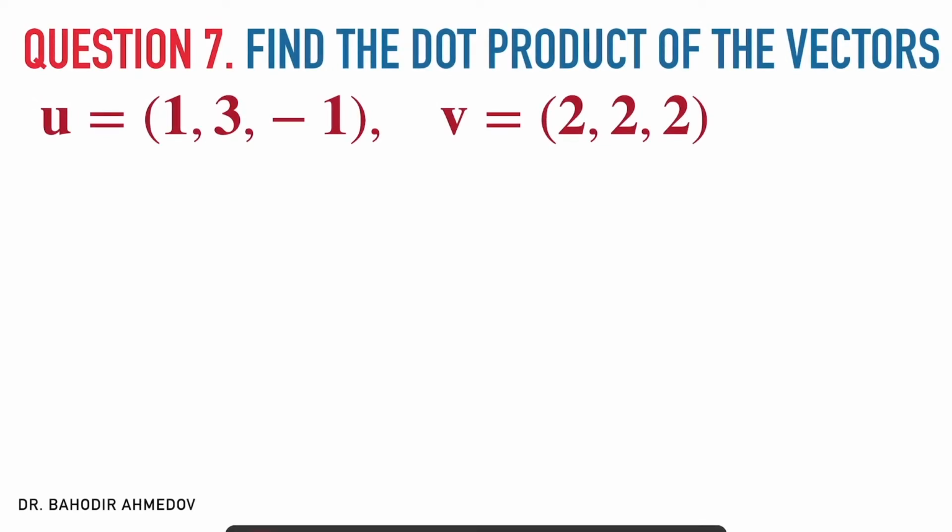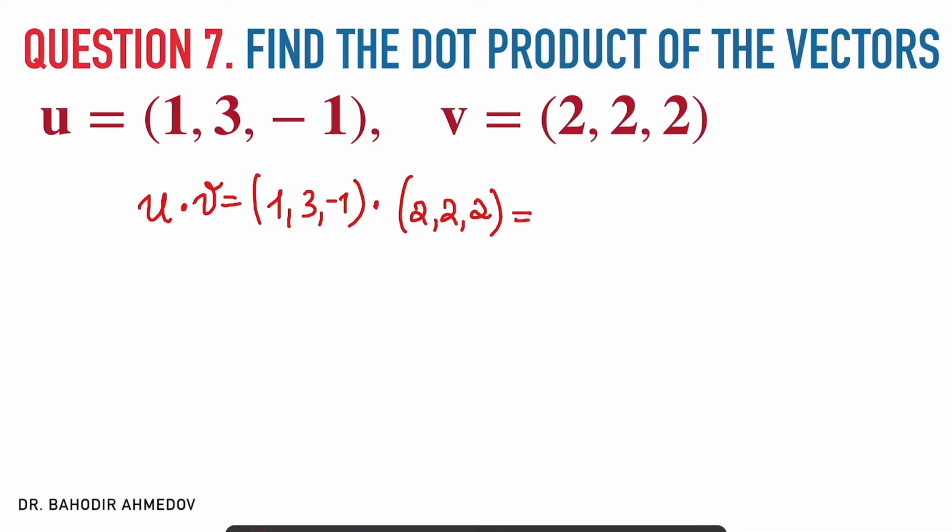In question number 7, we have to find the dot product between the two vectors, which is going to be super easy with respect to the previous problem. So u dot v is going to be (1, 3, minus 1) times (2, 2, 2). Then we multiply the components correspondingly. It's going to be 1 times 2 plus 3 times 2 plus minus 1 times 2. That's going to be equal to 6 simply.